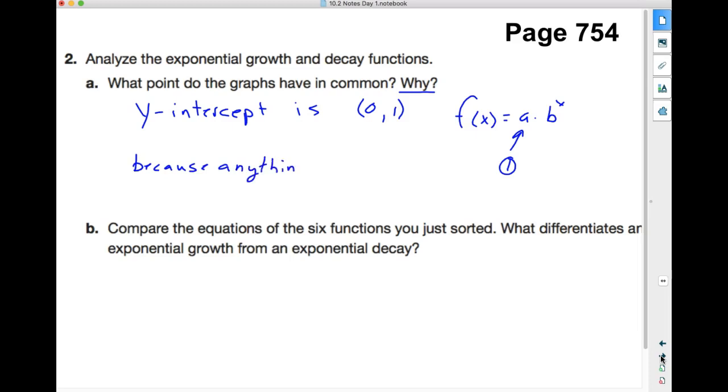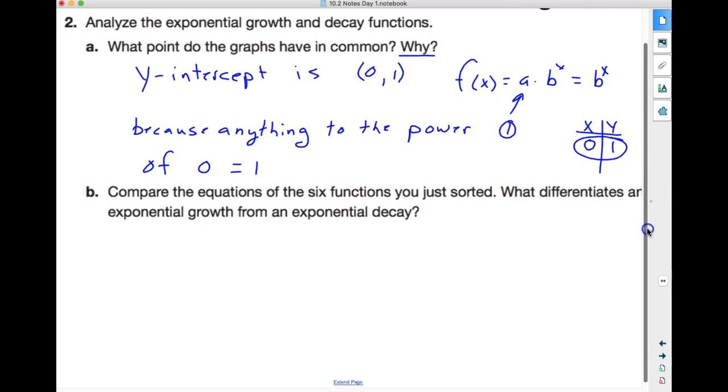Okay? And the reason why they all have these in common is because anything to the power of 0 equals 1. So just think of it just like making ordered pairs. If I made an XY chart here, if I knew A was 1, that means I'm looking at B to the X. If I put 0 in for X, I really don't care what B is, because B to the power of 0 is going to be 1, so they're all going to have that y-intercept of 0, 1 in common when A is 1.